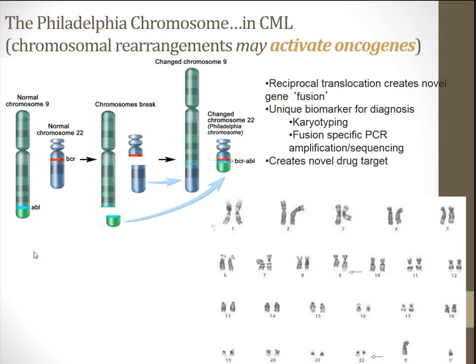Now, as far as the Philadelphia chromosome is concerned, this is a very unique translocation that occurs in CML very often. What this indicates to us is that it is possible to cause a chromosomal rearrangement that activates an oncogene. In this particular case of the Philadelphia chromosome, we have a reciprocal translocation between chromosome 9 and chromosome 22 that occurs in a break that fuses together the ABL gene and the BCR gene. The fusion of these two genes creates a new gene, which also becomes a new drug target.